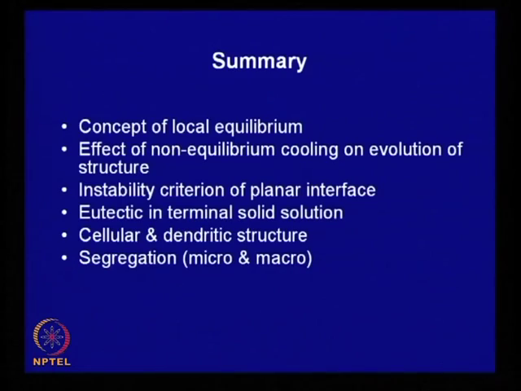What we have looked at today is how we use the concept of local equilibrium to reason out the type of structure that develops in alloys during solidification. We also looked at the instability criteria for a planar interface, and why we get eutectic in terminal solid solution. We also looked at the difference between cellular and dendritic structure and when they form. We also talked about segregation, both micro and macro, and in subsequent lectures maybe we will use some of these concepts and apply them.